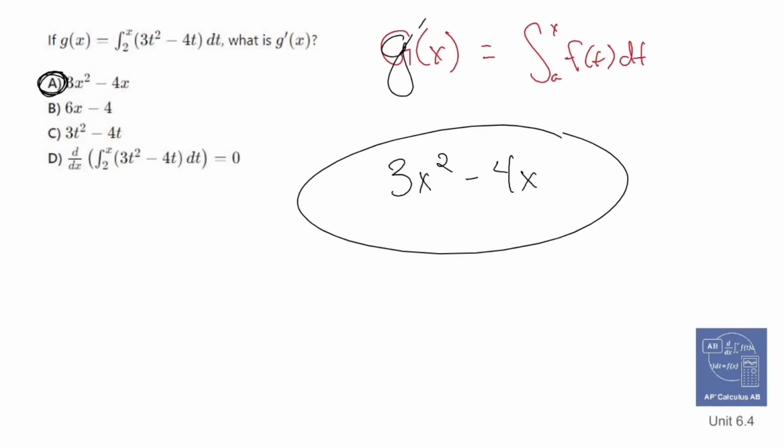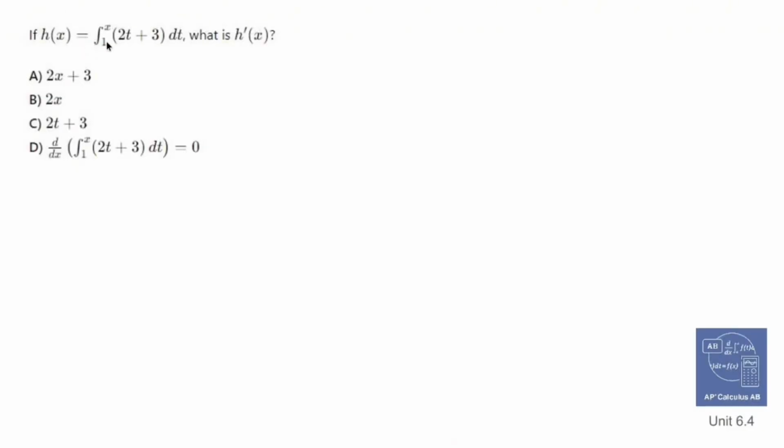So the answer is going to be A. Fundamental theorem of calculus. Kind of useless, but it's there. If h of x equals the integral from 1 to x of 2t plus 3 dt, what is h prime of x? Well, we're going to use the fundamental theorem of calculus here.